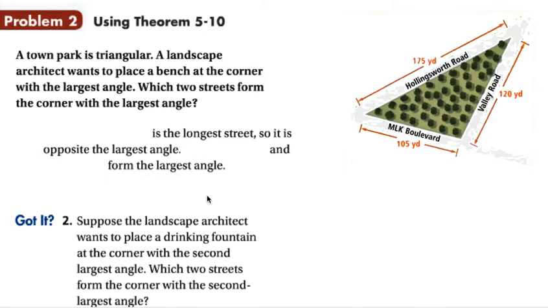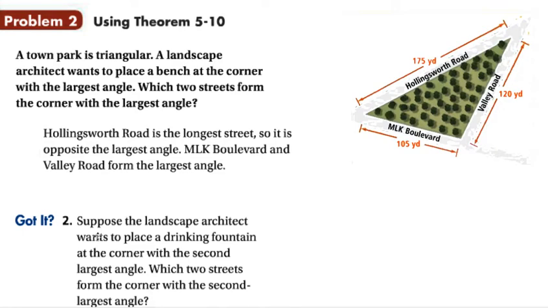So here's an example of how we could use this. Let's suppose we have a town park that is triangular in shape, and the architect wants to put a bench at the corner that has the largest angle. Which two streets form the corner with the largest angle? Well, we're given the lengths of each of these roads, each of the sides of the triangle, and the longest one is Hollingsworth Road. Since this is the longest side of the triangle, it has to be opposite the biggest angle. So the angle would be the intersection of MLK Boulevard and Valley Road. Since Hollingsworth Road is the longest street, MLK Boulevard and Valley Road form the largest angle.